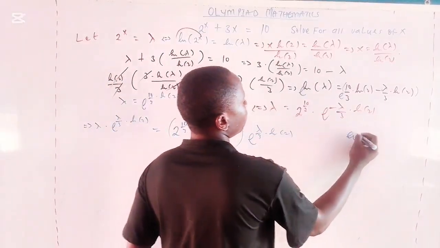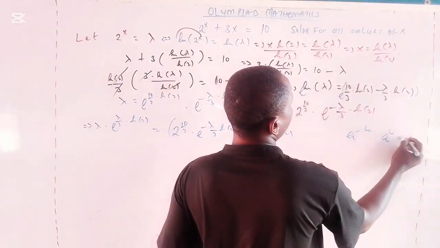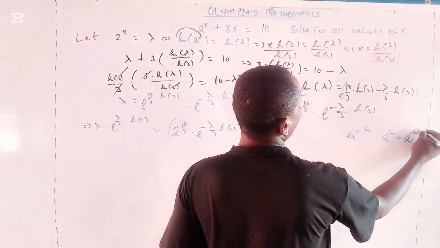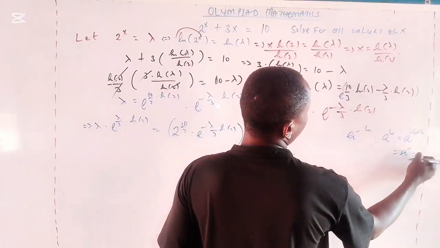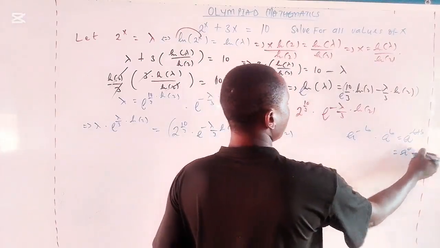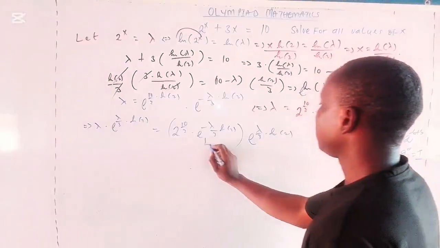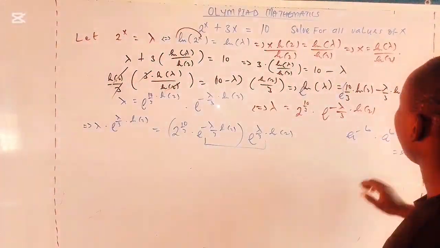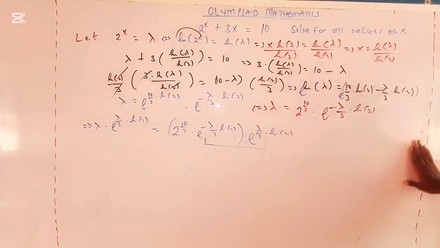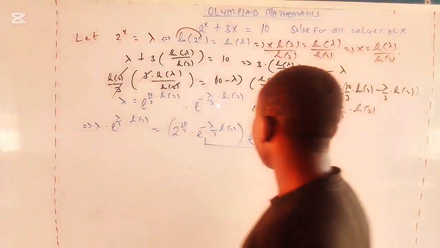We have a raised to the power of negative b times a raised to the power of b. So this means a raised to the power of minus b plus b, which is a raised to the power of 0. And then any number raised to the power of 0 will give us 1. So that shows that this multiplied by this will definitely give us 1. Are we together now? Alright, now let's move on.